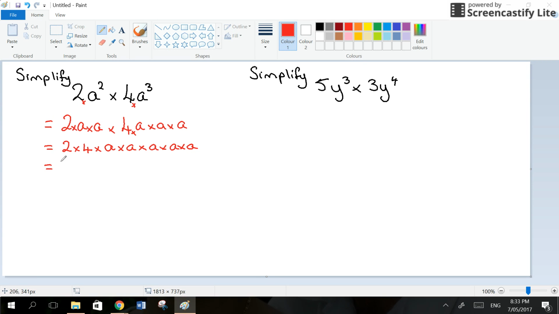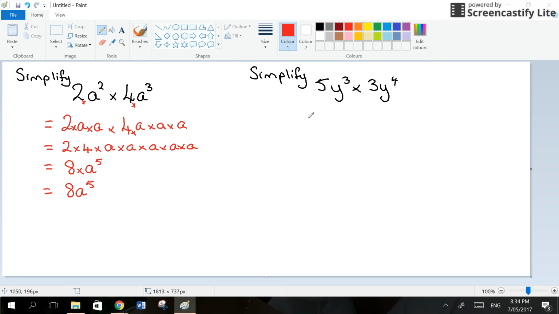so these are all multiplied together. By simplifying, 2 times 4 gives us 8, and we've still got times in there, and all of these ones here give us a to the power of 5, so we write a to the power of 5. The next step is to recognize that we don't write times in algebra, so we just write 8 a to the power of 5. This here is our result, which is simplified from this question.